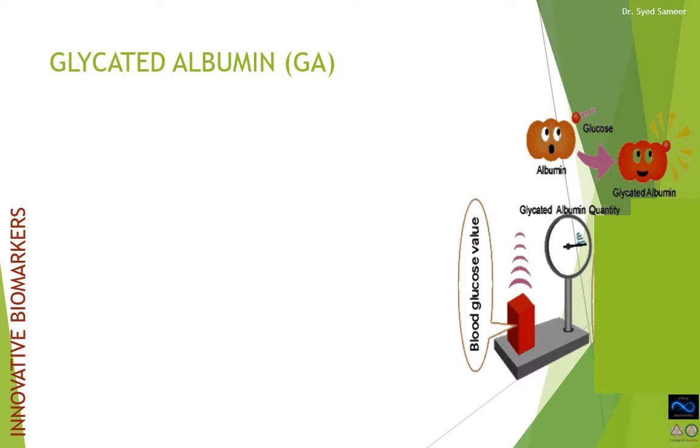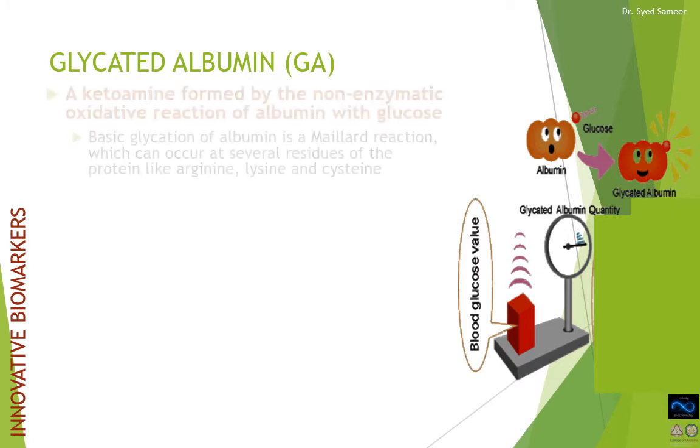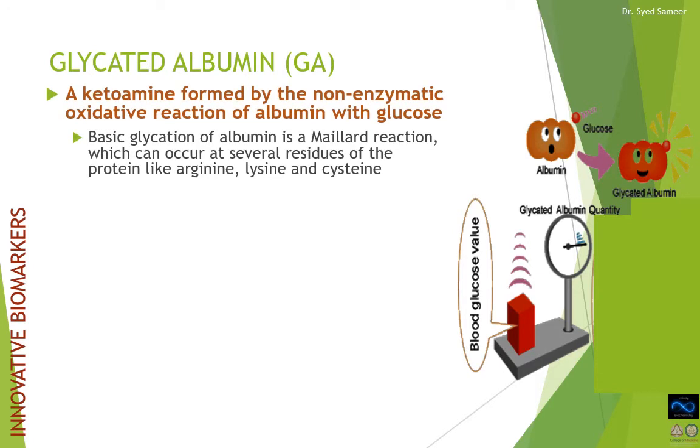Glycated albumin is produced from the abundant protein albumin which is present in the serum of humans. It is produced by the reaction between the glucose and albumin, arginine, lysine, or cysteine residues with the help of a non-enzymatic oxidative reaction to form glycated albumin, as you can see in the accompanying diagram.